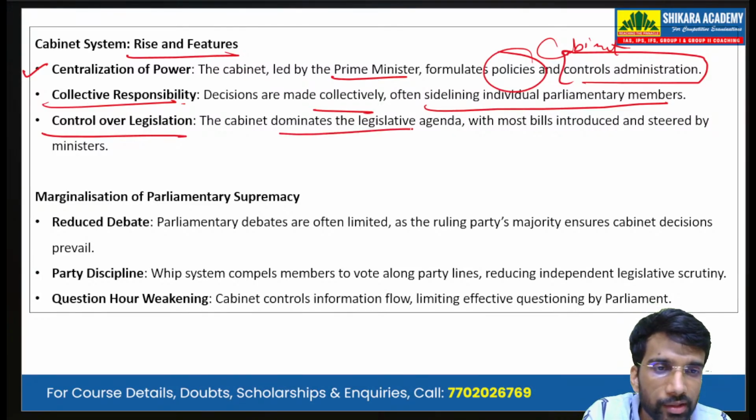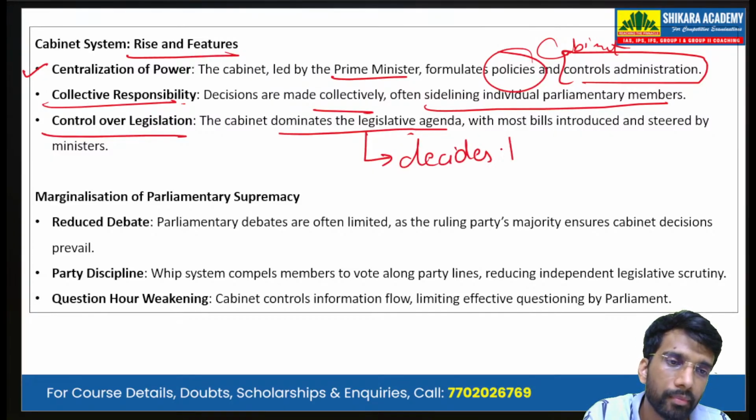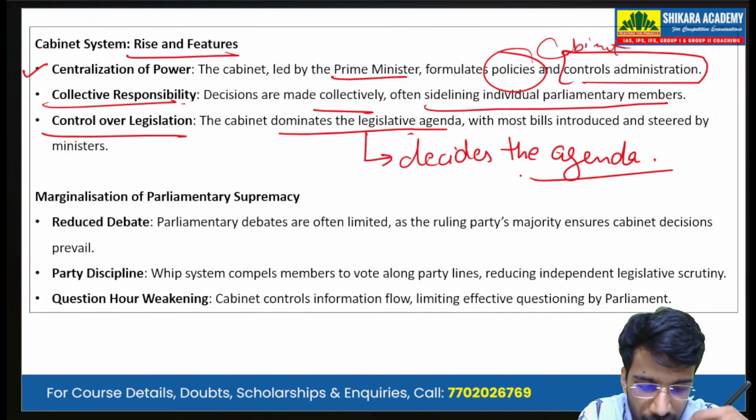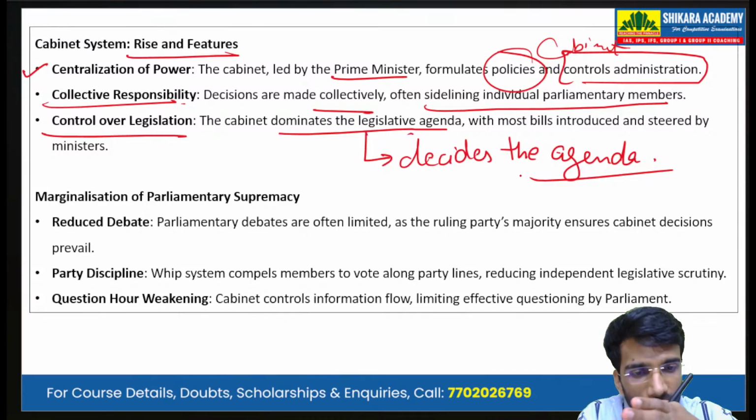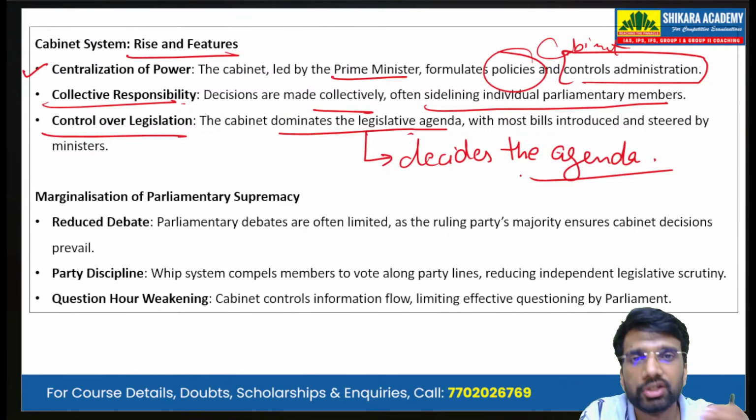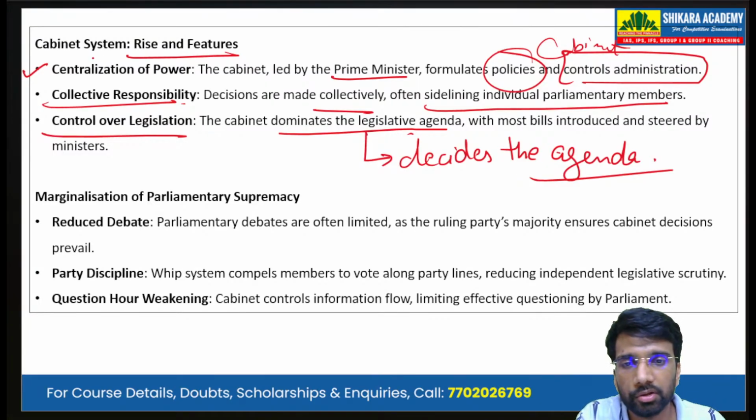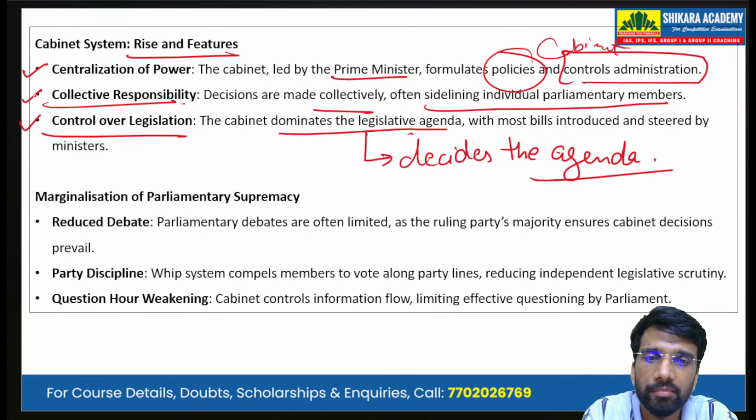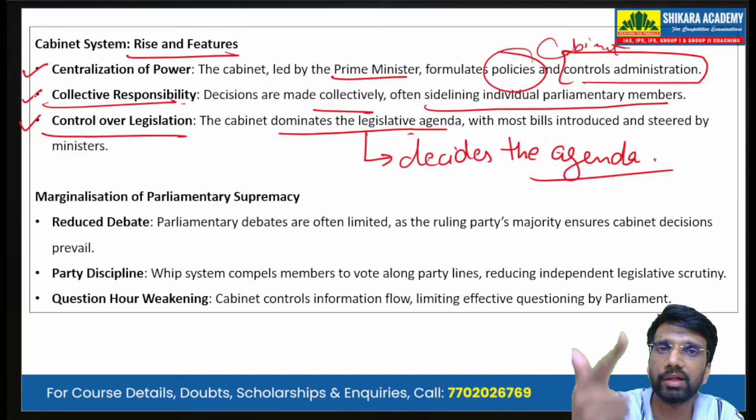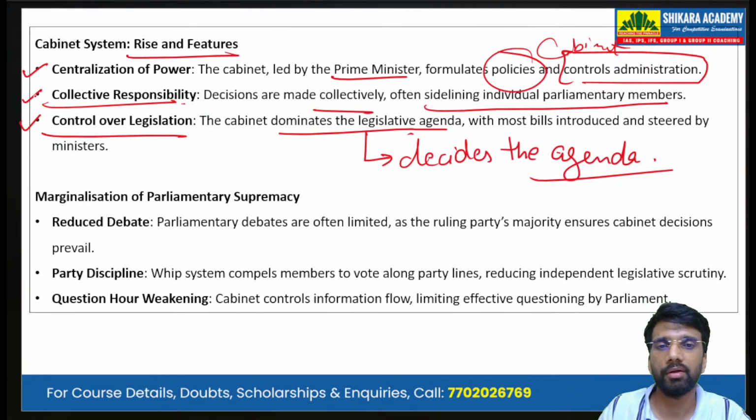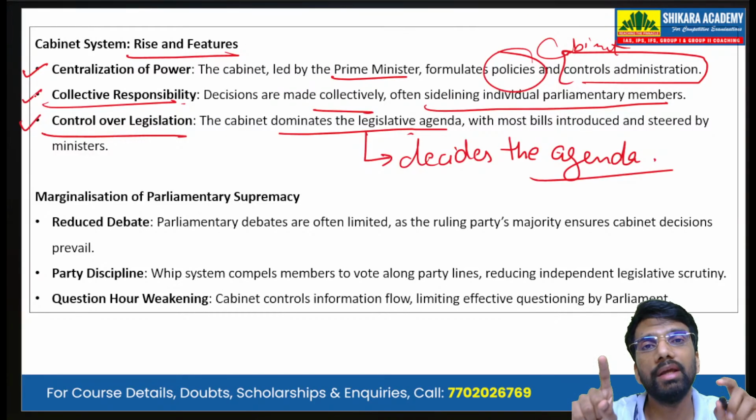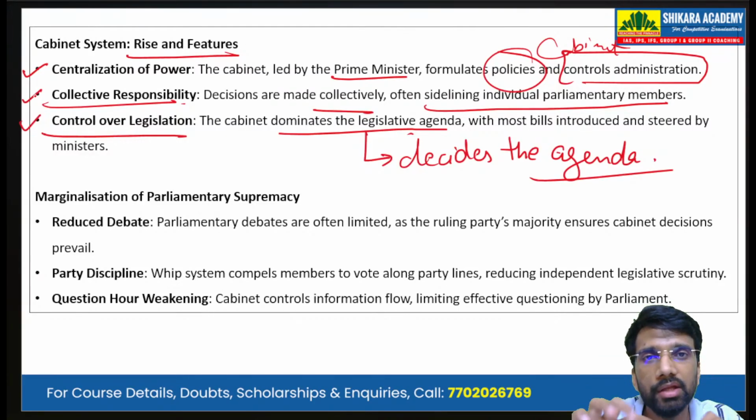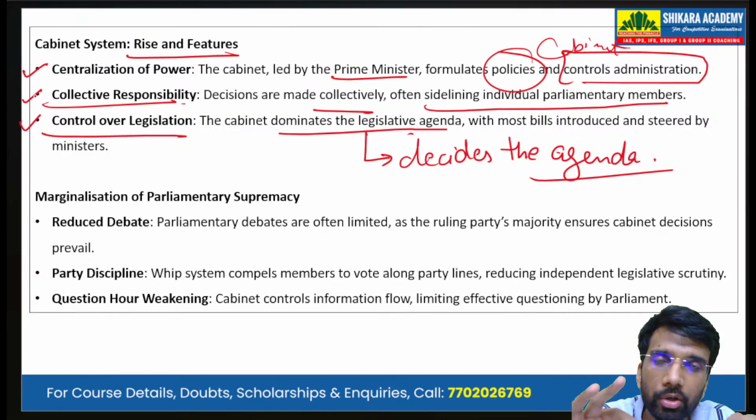The cabinet dominates the legislative agenda because the cabinet decides the agenda. It decides which bills have to be introduced and for how long the session of the parliament has to run. So the centralization of power is there, the collective responsibility is there, and the third thing is that it has control over legislation. And the cabinet, we all know, is accountable to the legislature, that is the parliament, or in the case of India, actually the lower house of the parliament.